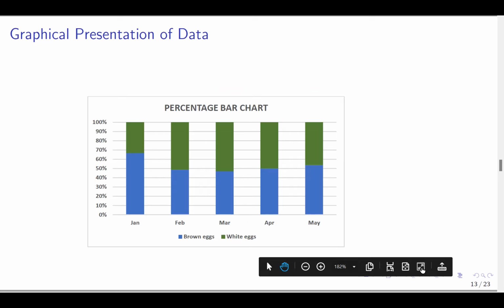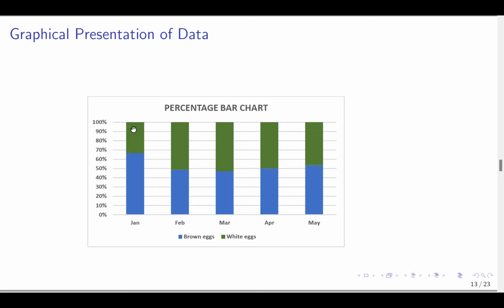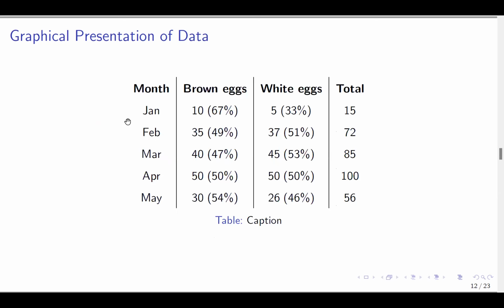So we have January brown eggs 67%. You do your best to get the accurate count of brown eggs up to this point. Then definitely, as I said, there are just two categories involved, so the rest simply is white eggs. You can simply shade up to 100%. If you actually check, you will see that from here to here is 33%, which represents white eggs in the month of January. Let's take the month of March.